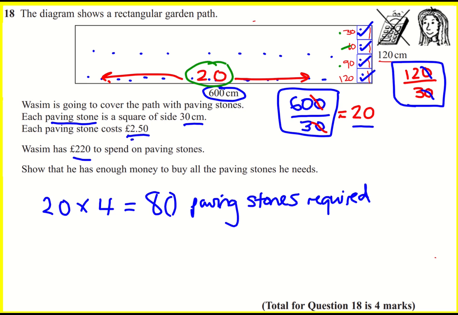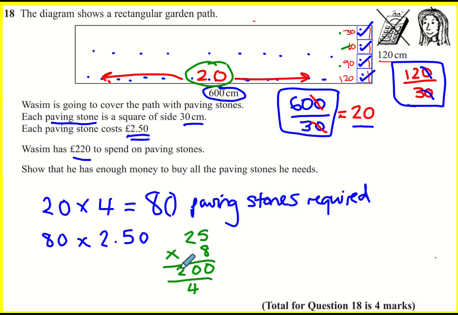Okay, and then they cost £2.50 each. So I'm going to do 80 multiplied by £2.50. So let's just do that. I'm just going to make it short for myself. I'm going to do 25 multiplied by 8. 5 8s are 40. 2 8s are 16, plus that is 20. £2.50 each. That makes it £200.